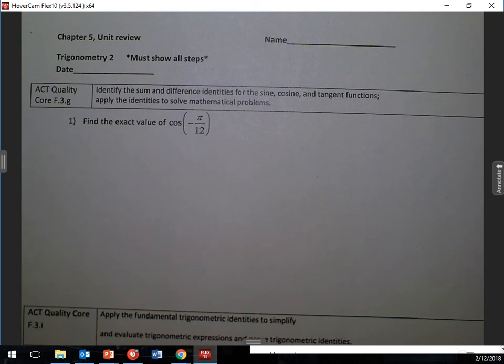All right, so let's take a look. This is going to be my chapter 5 unit review. This is the short answer. This is the one that we're going to be taking first.